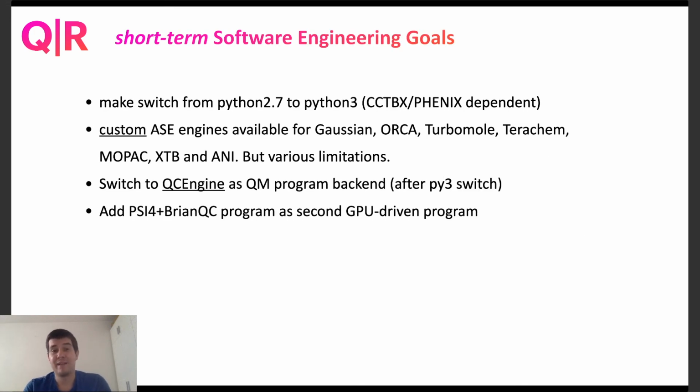In the short term, we have to make the switch from Python 2 to Python 3. We are dependent on how fast cctbx and Phenix are doing the switch. We're quite unhappy with the ASE engines we are using. We have to do some custom modifications, and we are limited in various ways. And we hope that switching to QCEngine as the QM program backend will solve some of these issues. And I also would like to add Psi4 with BrianQC as a second GPU-driven program for this project.